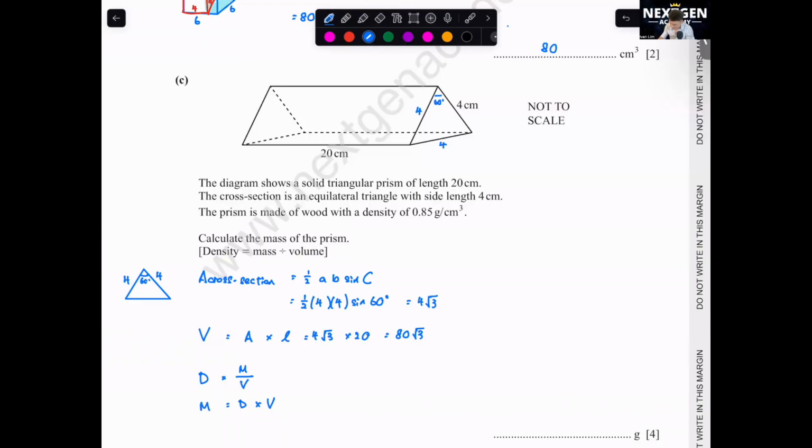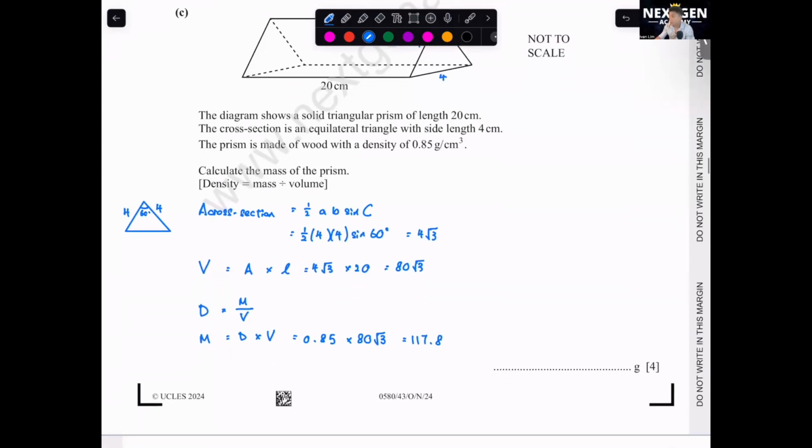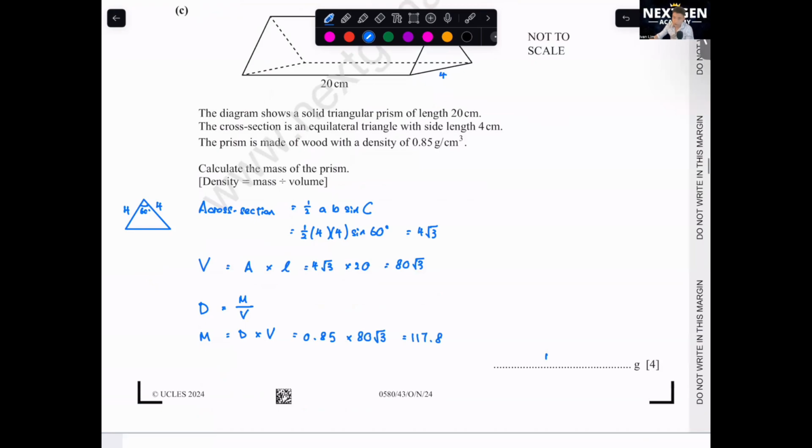Density is 0.85 gram per cm cube. Check the units: gram per cm cube, and the volume will be in terms of cm cube already. So 0.85 multiplied by 80 root 3. Go and calculate this, you'll get 117.8. If you write 118, they will also accept it because it's 3 significant figures anyway.